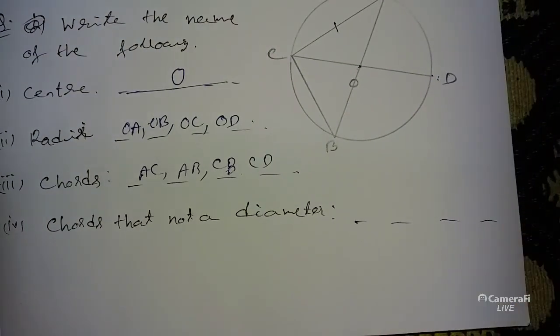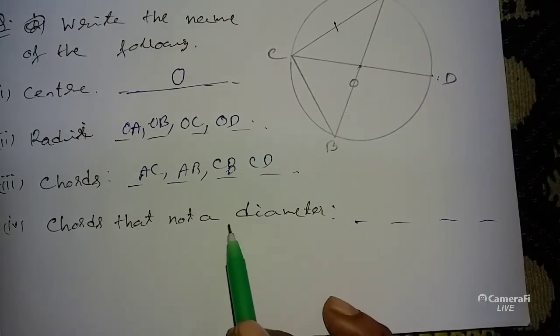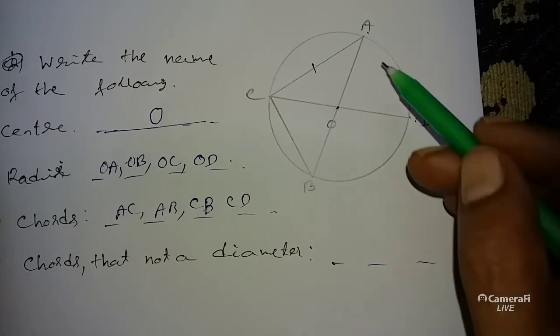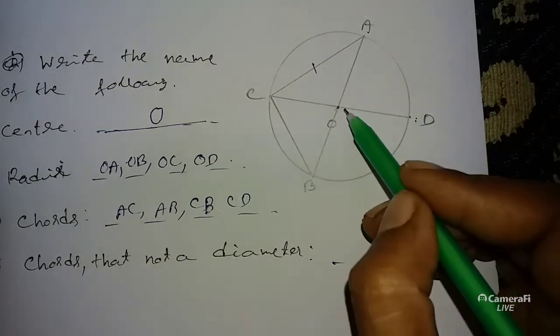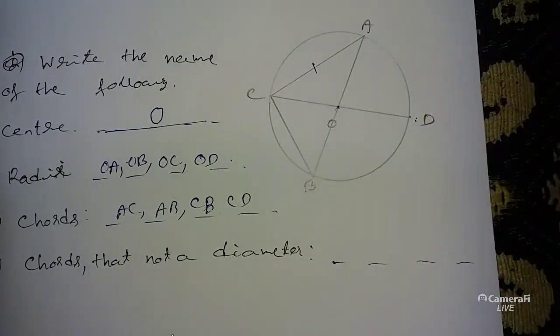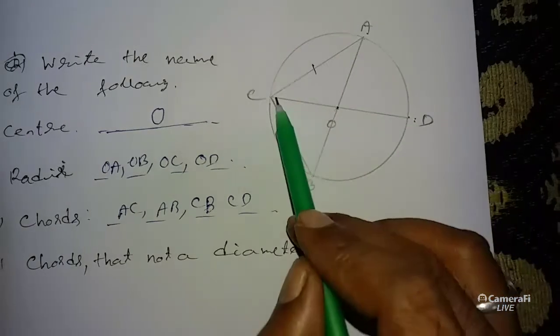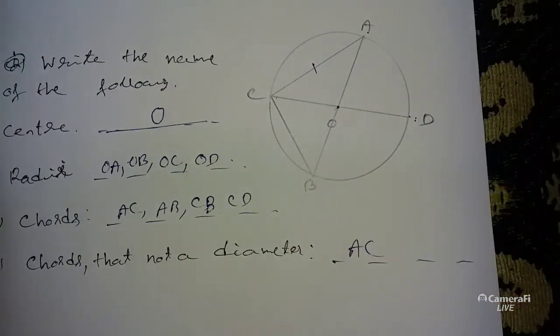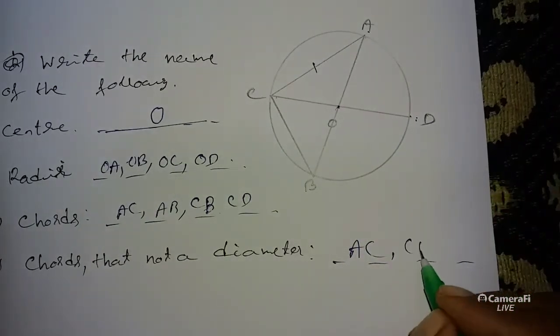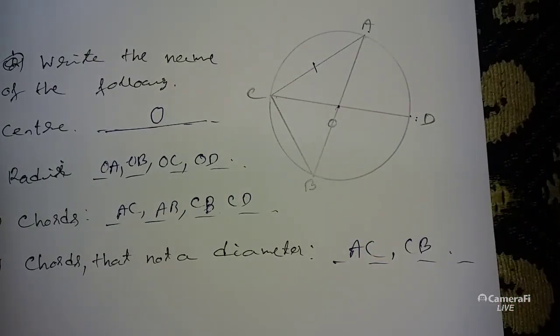Now you have to write the chords that are not a diameter. From the figure we get that AB is the diameter because it is passing through the center O. So AB is the diameter. CD is the diameter. The chord that is a non-diameter is AC, which does not pass through the center O, and another is CB. So, these two are the chords that are non-diameter.